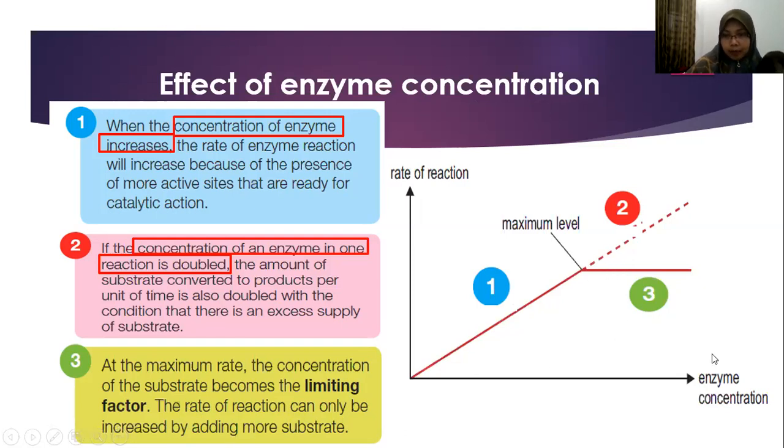So same thing: if the enzyme increases but there is not enough substrate, the reaction cannot occur. So the substrate concentration becomes the limiting factor here. If we want to increase the rate of reaction, we need to add more substrate. Okay, so that's all for this chapter.